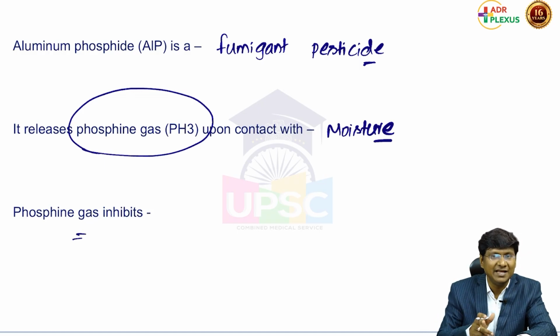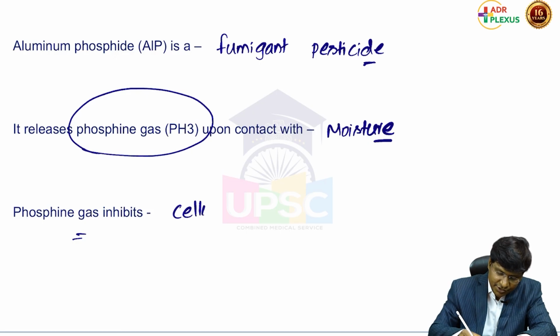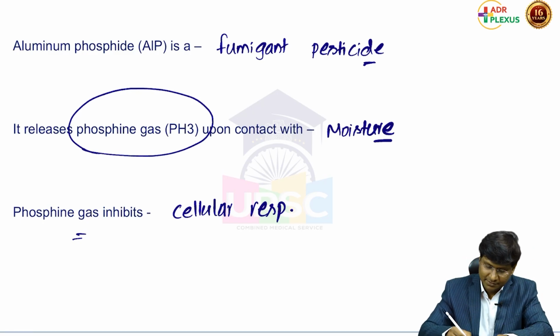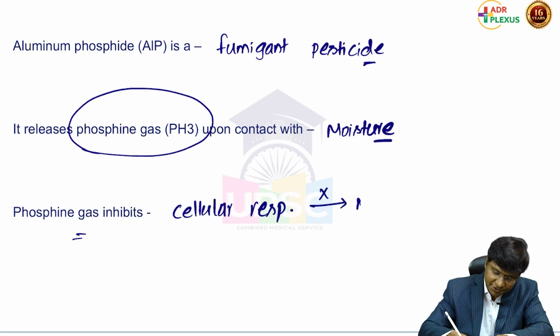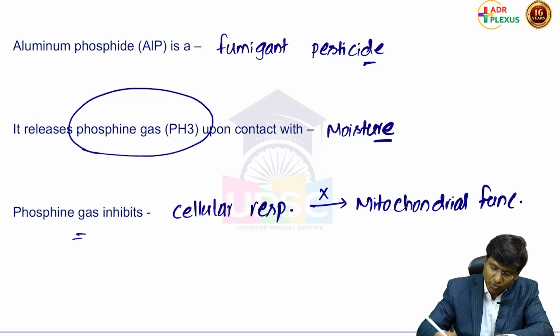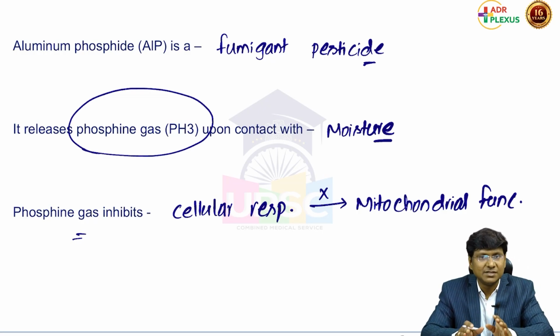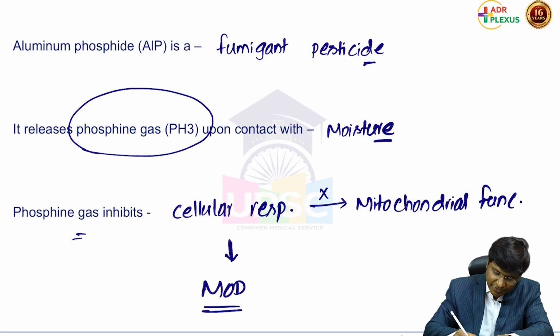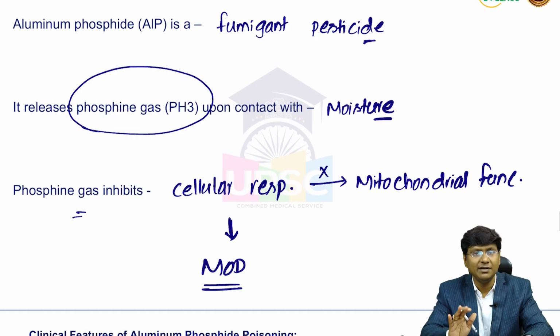And what exactly does the phosgene gas do? The phosgene gas inhibits cellular respiration by disrupting the mitochondrial function, right? And once the respiration is inhibited, there will be respiratory failure, and this respiratory failure is the one which will lead to the development of multi-organ dysfunction.